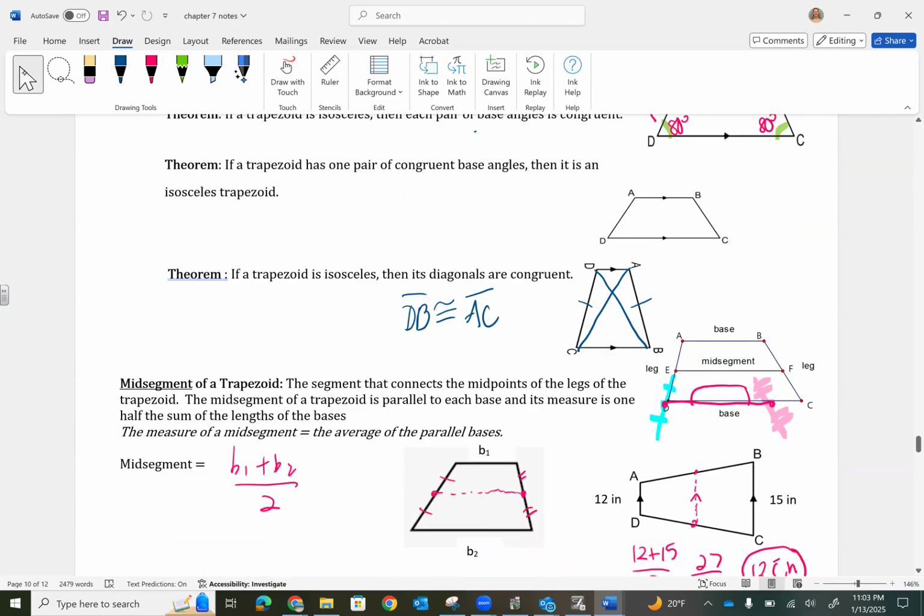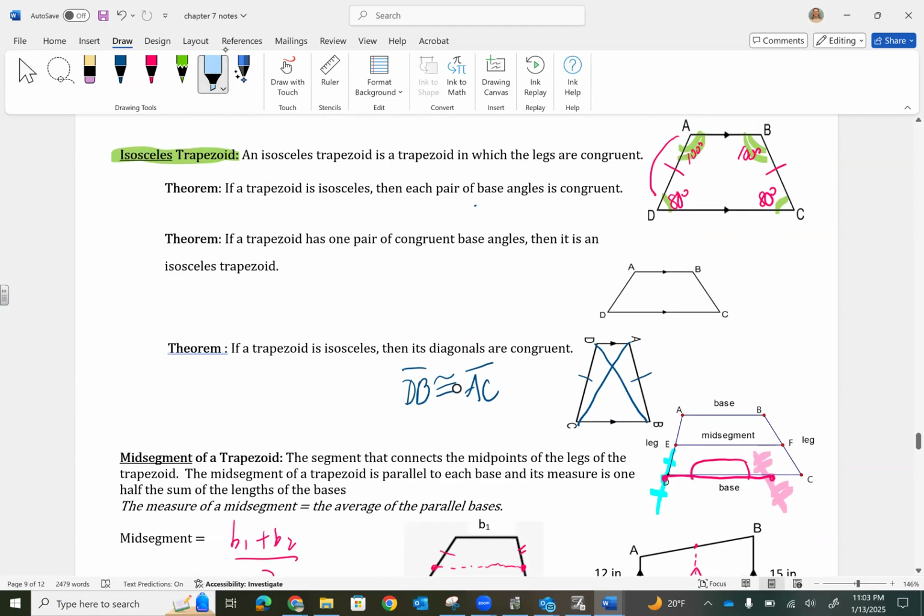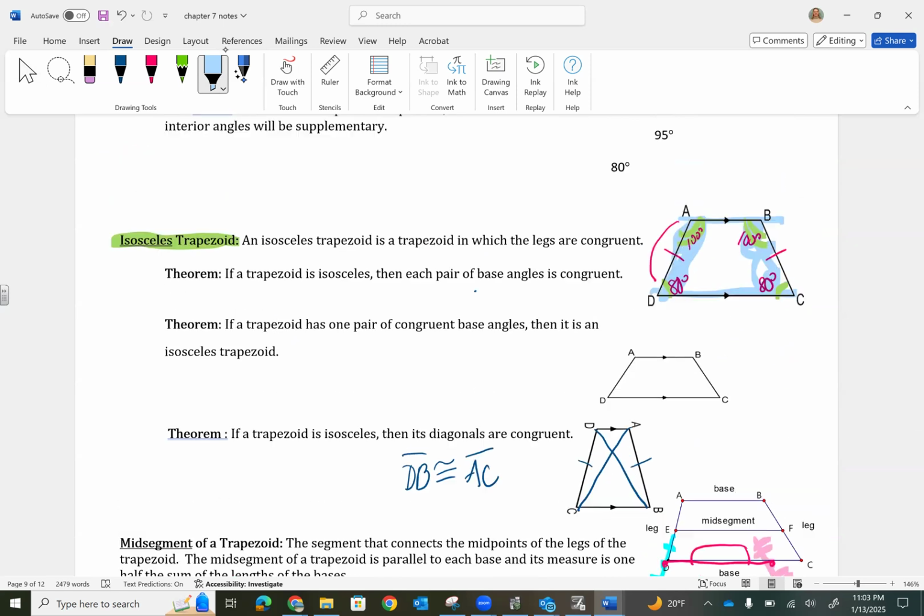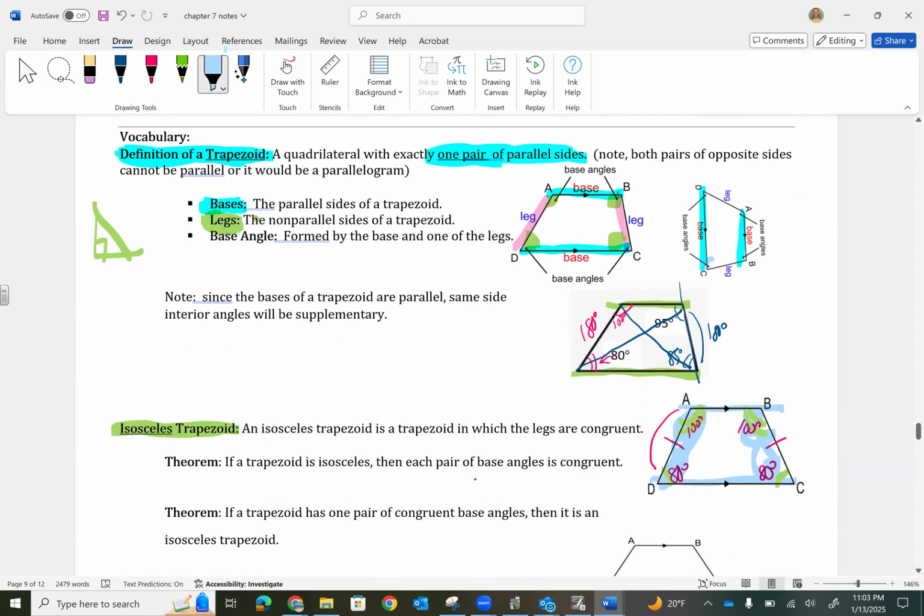So make sure you say, okay, if these two sides are parallel, then these two angles together make 180, and then these two angles together make 180. Even if it's on its side, these two sum together to make 180, and then these two sum together to make 180. Remember, same side interior.